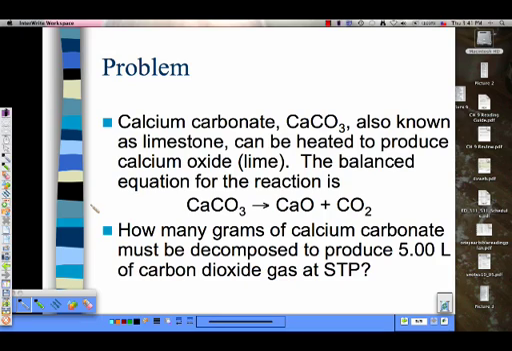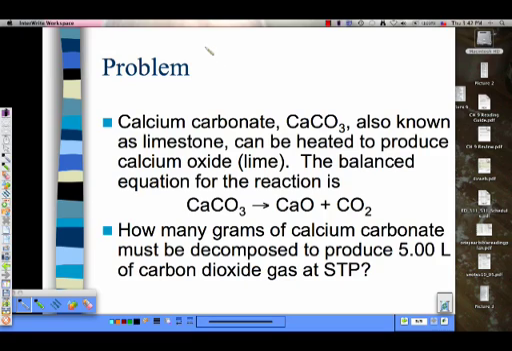So the first thing you might be tempted to try is just to change the liters of carbon dioxide gas into liters of calcium carbonate. We cannot do that because they're not both gases. The only time you can use stoichiometry of gases is if both compounds are gases. So what we're going to have to do is find the number of grams or moles of carbon dioxide and then convert using our stoichiometry, using moles and grams, to calcium carbonate.